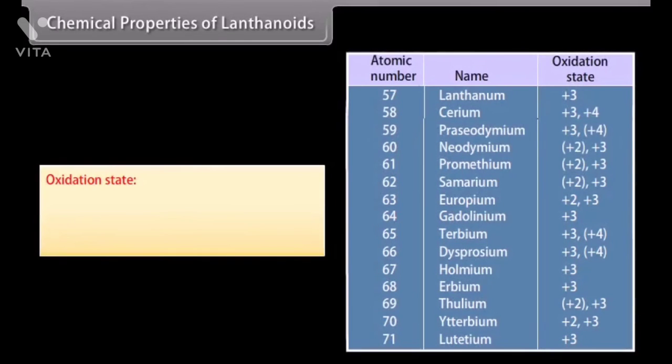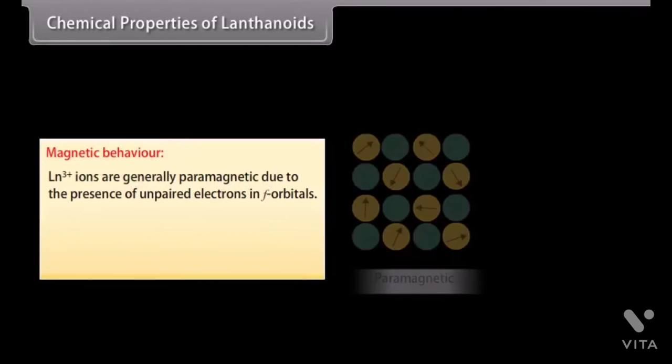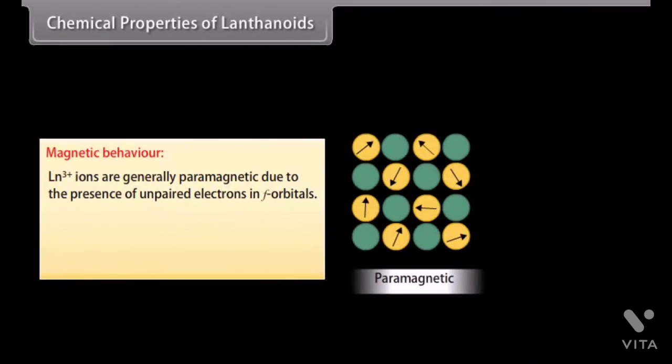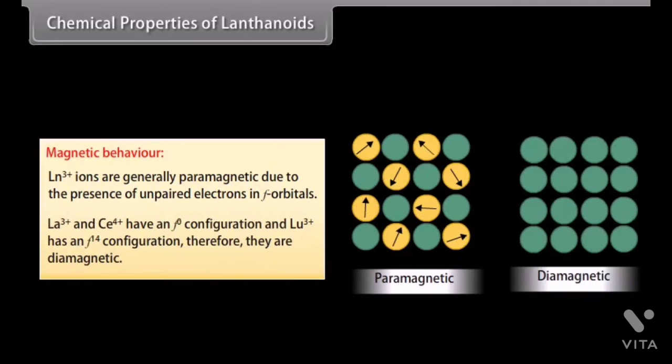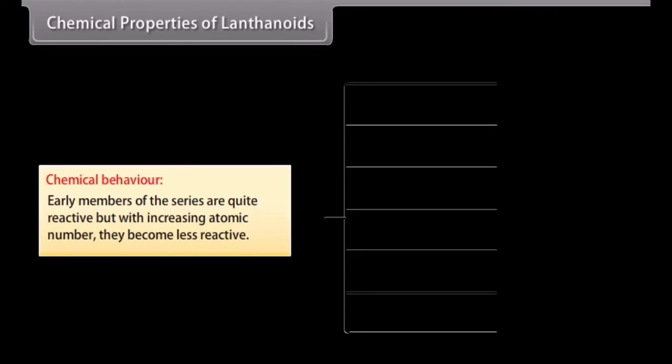Chemical properties of lanthanoids. Oxidation state. The sum of first three ionization energies is low, and therefore the most common and stable oxidation state is +3. Magnetic behavior. Ln3+ ions are generally paramagnetic due to the presence of unpaired electrons in f orbitals. La3+ and Ce4+ have an f0 configuration and Lu3+ has an f14 configuration, therefore they are diamagnetic. Chemical behavior. Early members of the series are quite reactive, similar to calcium, but with increasing atomic number, they behave more like aluminium.